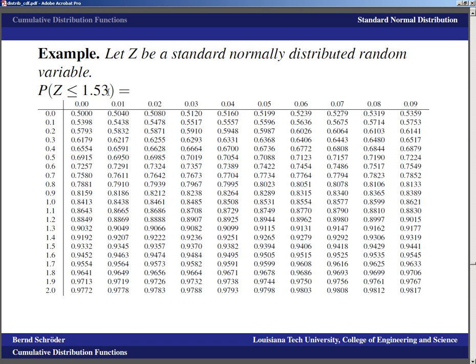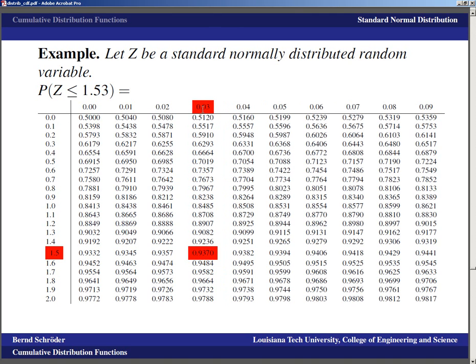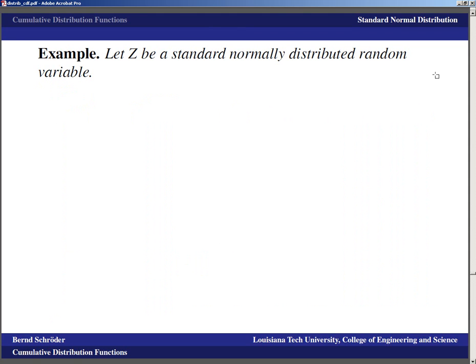So if I'm looking for 1.53, well, I've got 1.5 here, the 3 is here, and the probability is at the intersection of these columns, and so the probability is approximately 0.9370. We always want to say approximately here, because these values are all approximate values. There could be more digits computed, it's just that the table would get too large. Okay, well, duh, right? I mean, how hard could that be? Now we're just going to go through all the other kinds of computations.